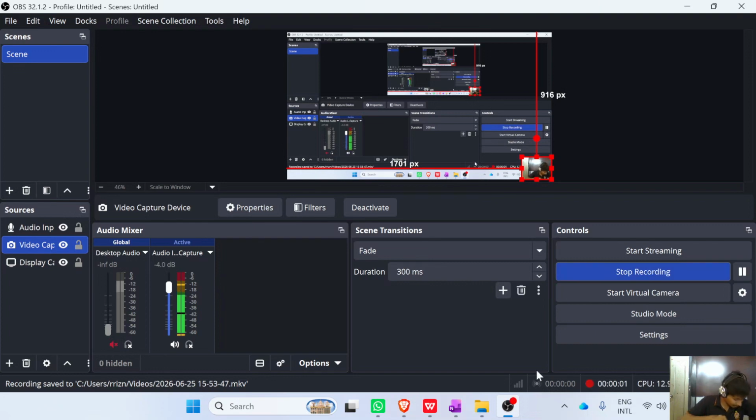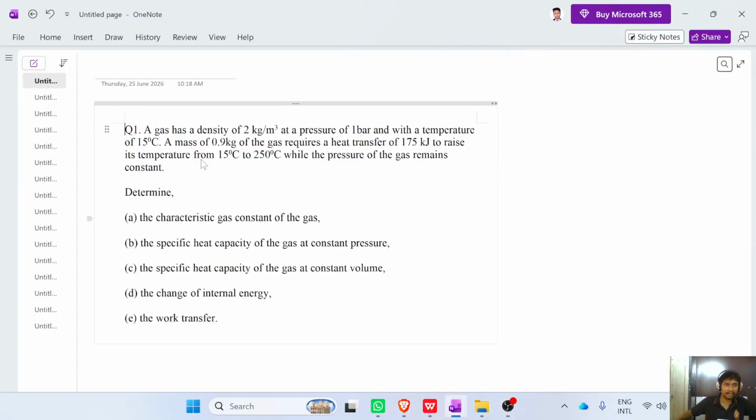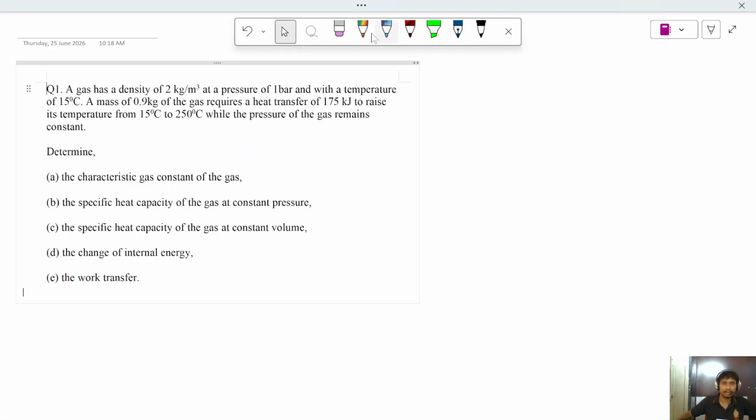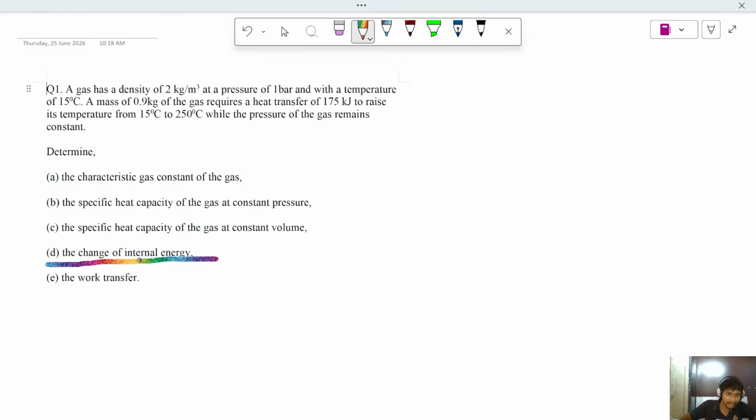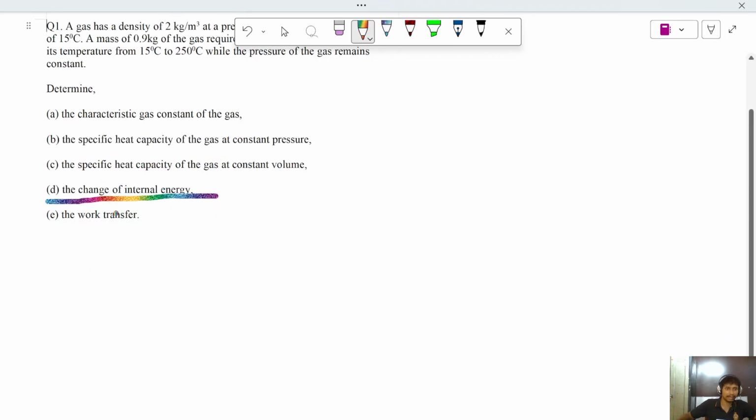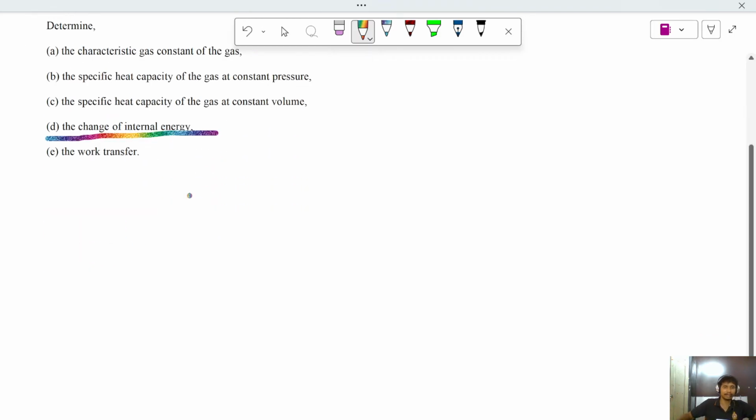Okay, now we can move to the next question, part B of question 1. The part B question: we have to find the change of internal energy of the gas.